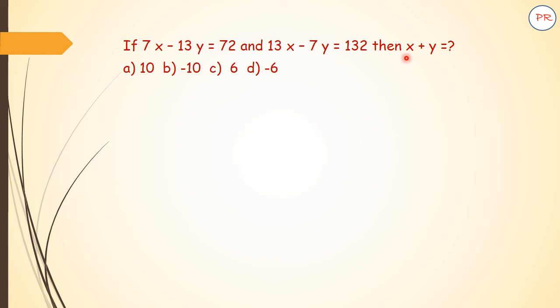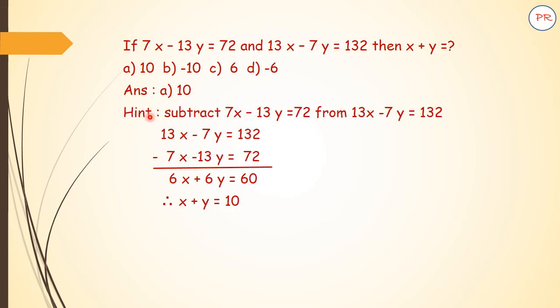Now, here is the next question. If 7x minus 13y is equal to 72 and 13x minus 7y is equal to 132, then x plus y is equal to how much? Options are A 10, B minus 10, C 6, D minus 6. The correct answer is A 10. Let us see how to solve this.